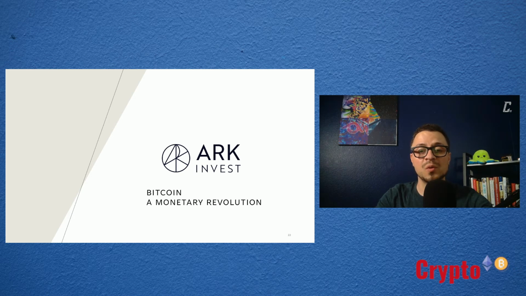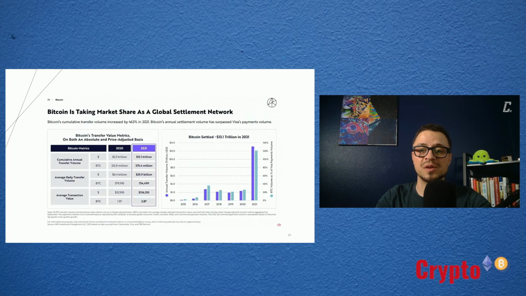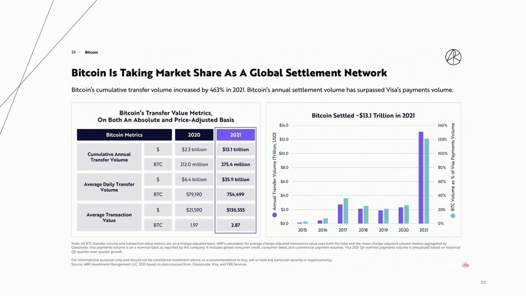Now I'm gonna cover quickly some of the slides that I thought were the most interesting, but the entire video was really good, so you should definitely watch it. All right, this first one, I think this was the one that caught my eye the most because it talks about Bitcoin as a transaction layer or as a settlement network. And you can see in here that in 2021, Bitcoin transacted more volume than Visa did. And this is huge. Visa is the biggest payment network in the world. So globally, the biggest payment network, and Bitcoin transacted more money in 2021 than Visa did.